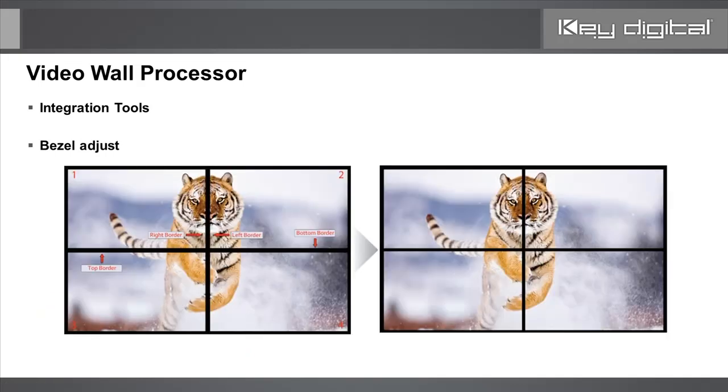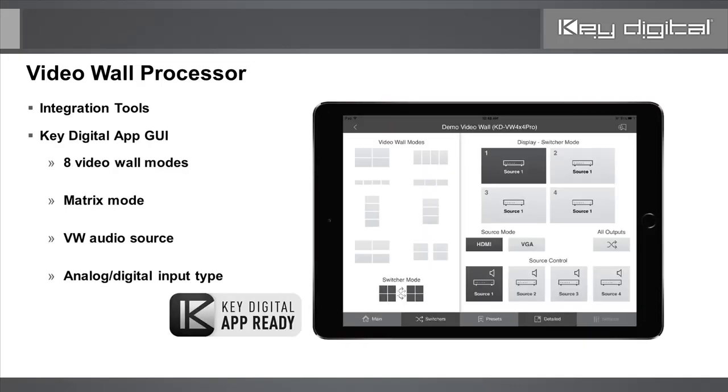Another professional feature integration tool is the bezel adjustment, where you can adjust the screen up to 99 pixels. We could push the image over the frame up to 99 pixels independently on all four sides of all four outputs of the matrix so that it could appear as though that image is just continuing through the frame of your monitors. And of course, the product is app ready. So you have an extremely cost-effective way of controlling this.